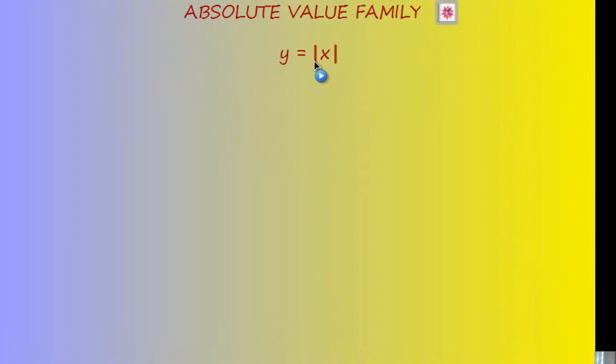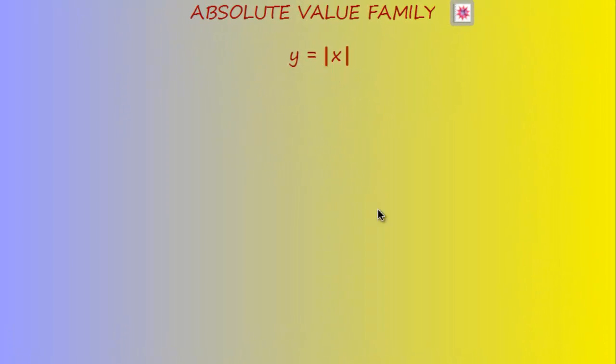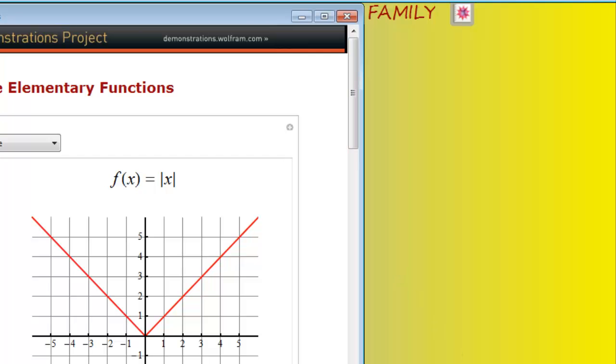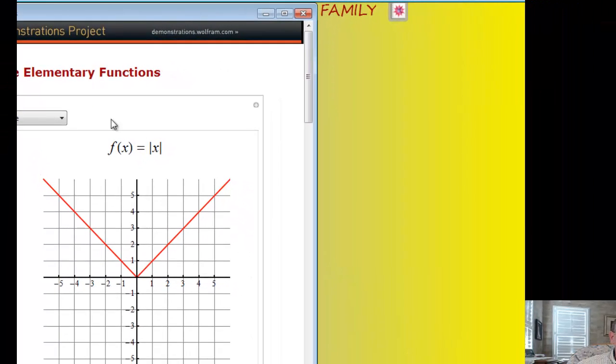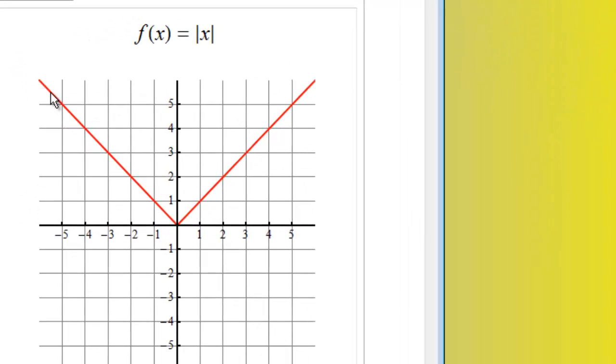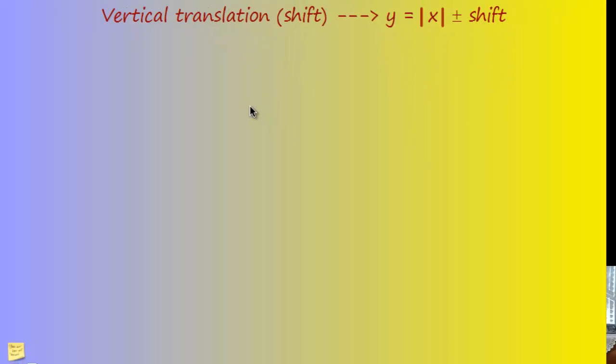So we have our parent function, y equals the absolute value of x, and I'm going to bring up a visual here. This is f of x equals the absolute value of x, and this is what that looks like. And this is the parent. You'll notice the vertex here is at 0, 0, or the origin. These rays here have a slope of 1 on both sides. One is -1, one is 1. And that is the parent function. Nothing's changed. However, we can change that.